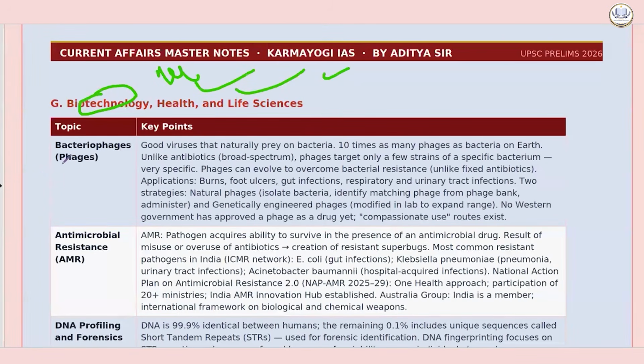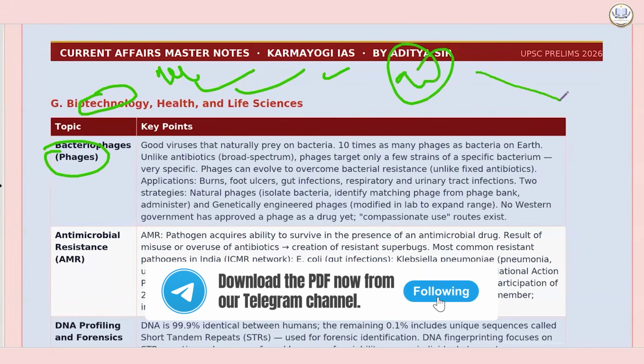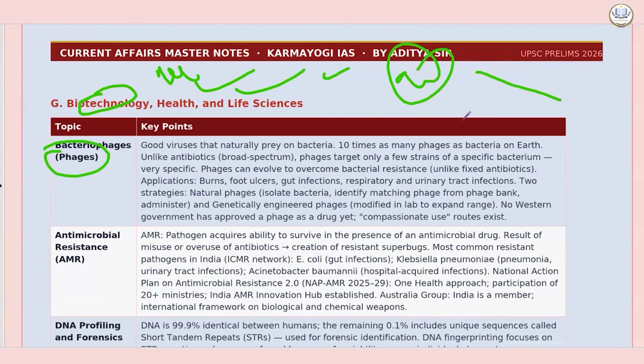So we have bacteriophages, good viruses that naturally prey on bacteria. There are 10 times as many phages as bacteria on Earth. Unlike antibiotics, which are broad spectrum, phages target only a few strains of a specific bacterium, very specific they are. Phages can evolve to overcome bacterial resistance, unlike fixed antibiotics. Applications include burns, foot ulcers, gut infections, respiratory and urinary tract infections.